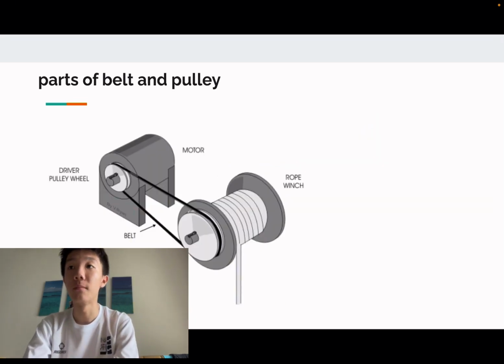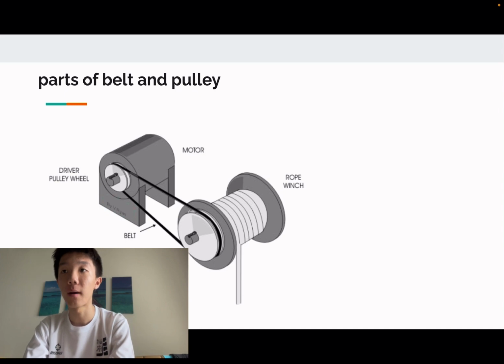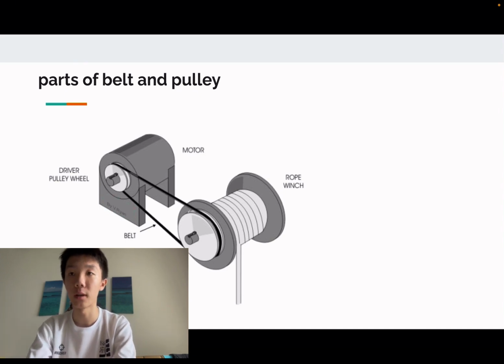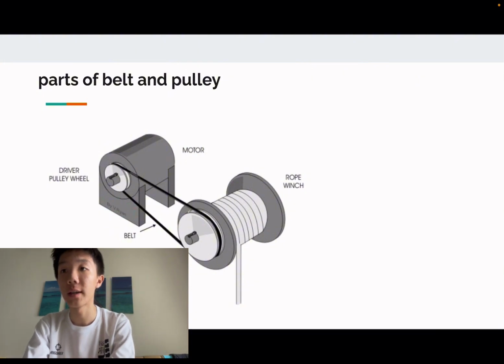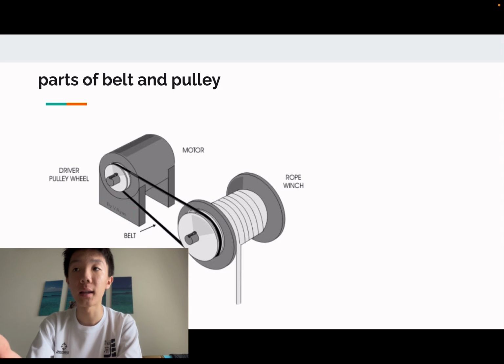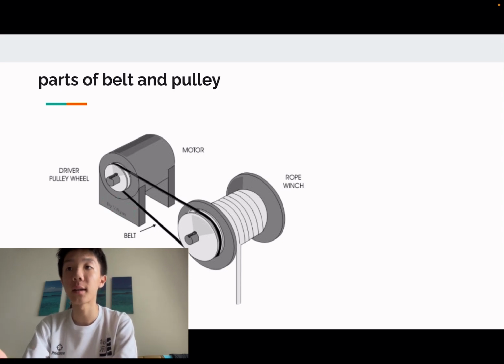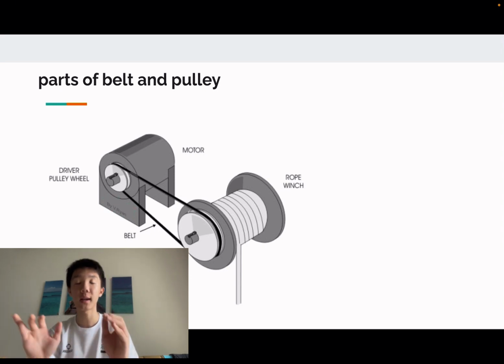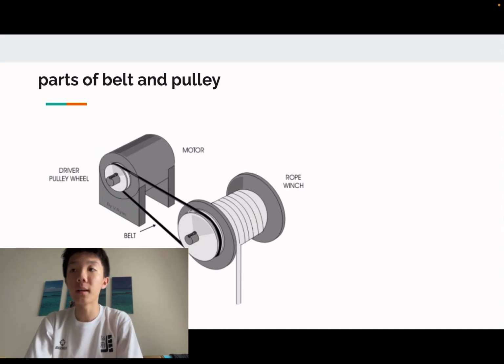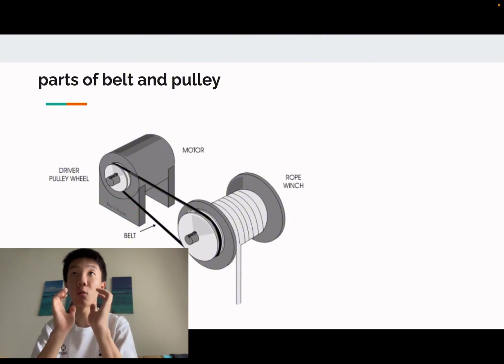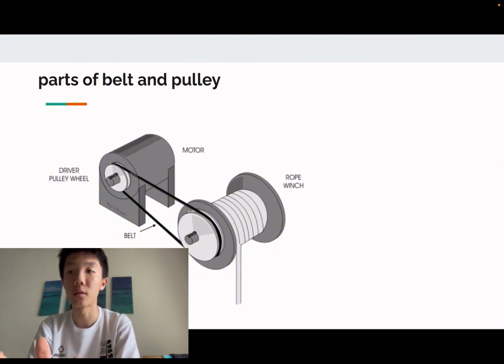Now let's take a more viewable picture to talk about parts of belts and pulleys. This picture shows us a typical belt and pulley system. As we can see, there are 2 pulleys, a small one and a bigger one. The smaller one connects to the motor, which acts as the power generator in this system. The bigger pulley connects to a rope winch, which is our goal to transmit power to and rotate.